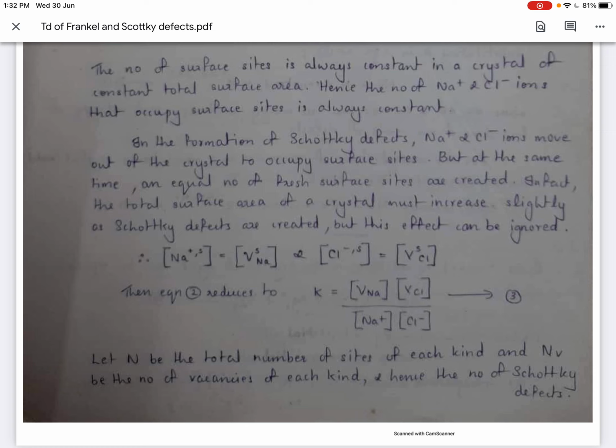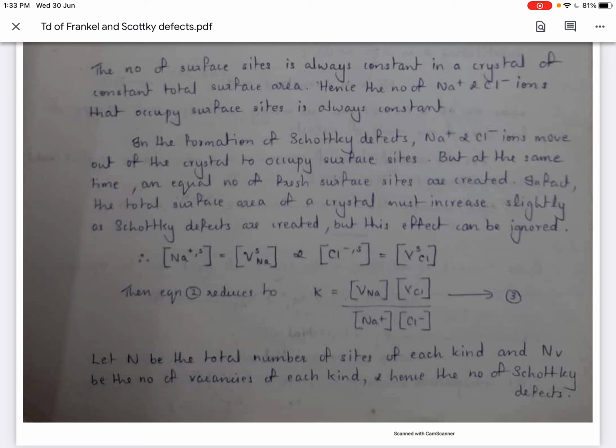That is, as per the description, we can write the equilibrium concentration of Na+(S) equal to the concentration of VS(Na), and the concentration of Cl-(S) equal to the concentration of VS(Cl). Thus, equation 2 can be written as K = [V(Na)][V(Cl)] / [Na+][Cl-]. That is equation number 3.